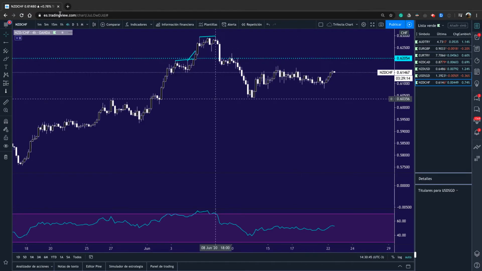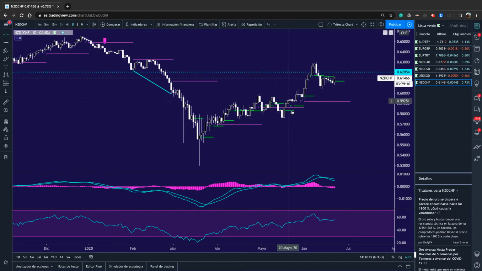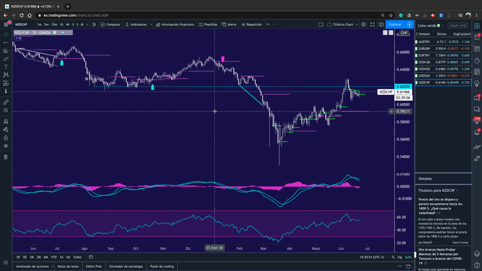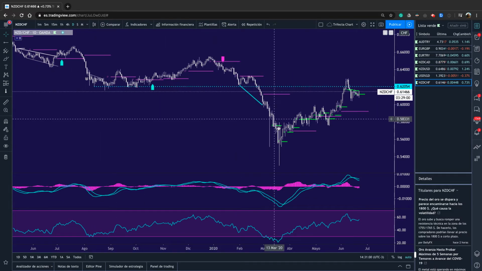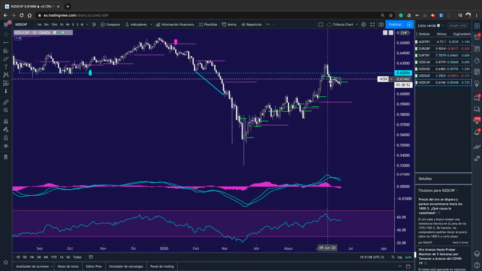And last of all, here we have the New Zealand against the Swiss franc, and here we have a situation that is like this. Here we have a support level, the price breaks that support, and right now gets back to the support. It breaks like a fake out, and right now is trying to get again to this resistance level.